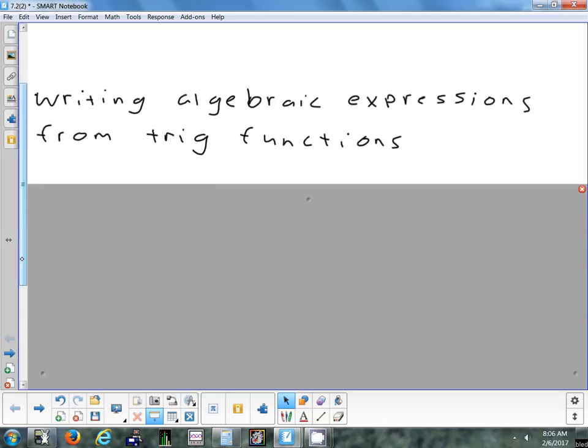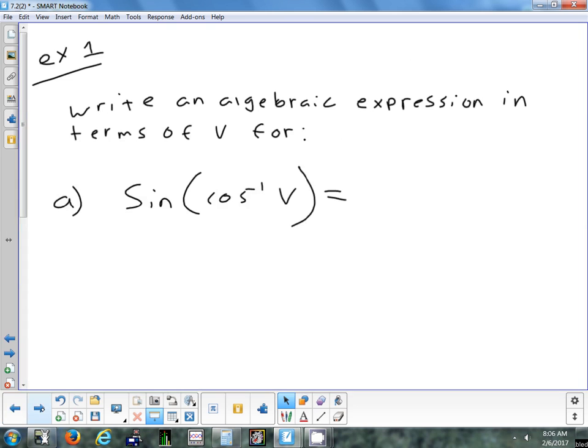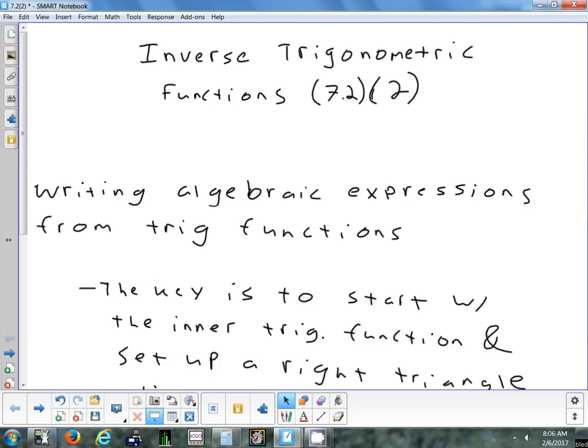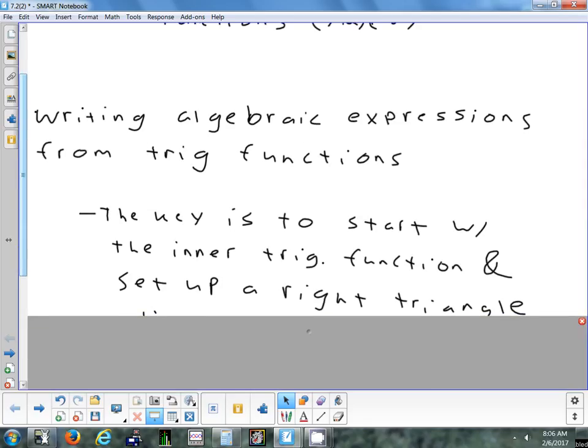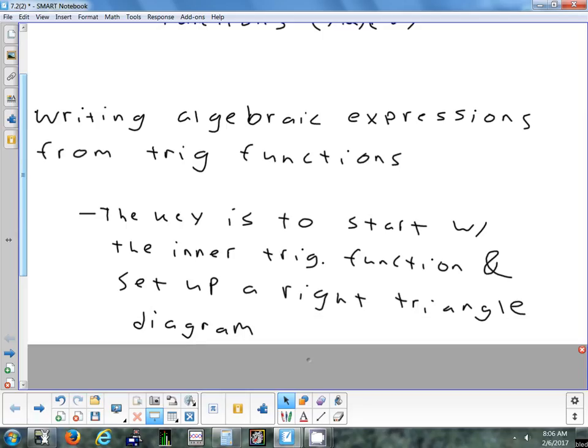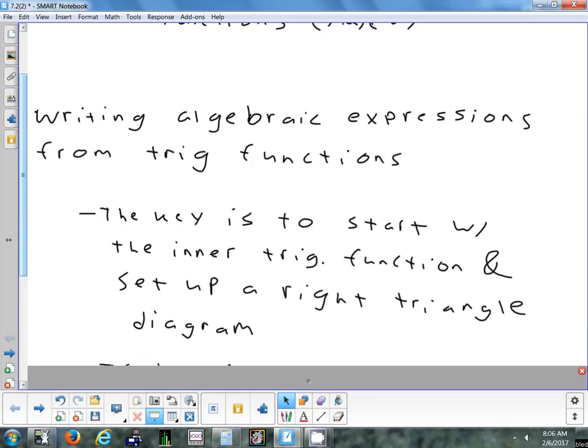So what you want to do is you've got two functions. You've got an outside one and an inside one. We're going to start with the inside one. And what we're going to try to do is take that inside function and turn it into a picture, something we can visualize. As far as the outside function, you can forget about it for now. So we're going to turn that inside function into a picture. Specifically, we're going to turn it into a right triangle diagram.